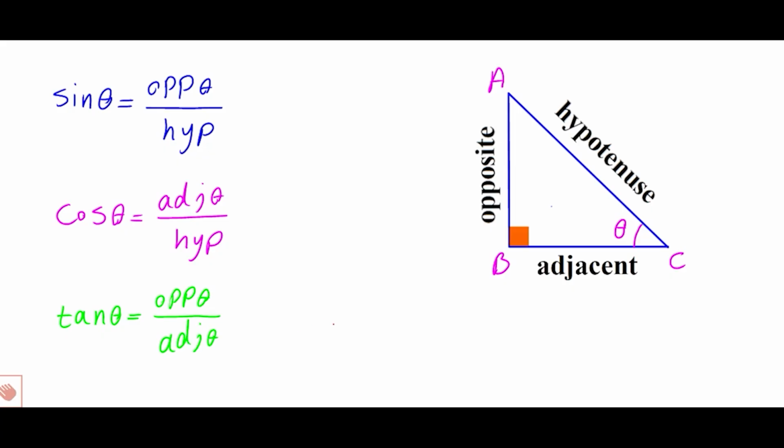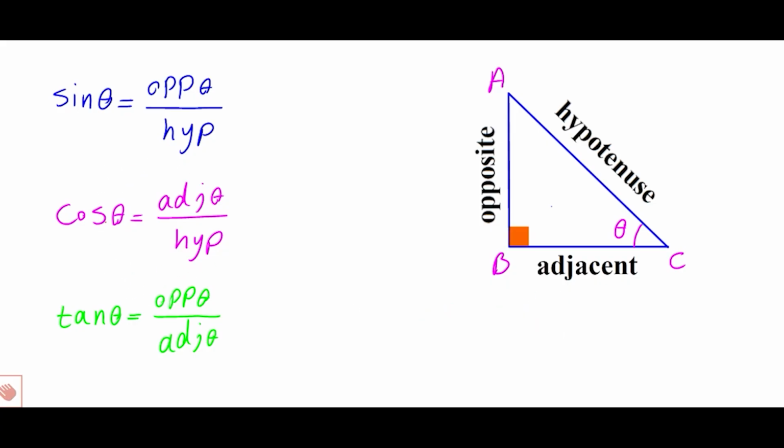And here's a quick way to remember them. SOH: sine is equal to opposite divided by hypotenuse. CAH: cosine is equal to the adjacent side divided by the hypotenuse. And TOA is tangent, opposite over adjacent.